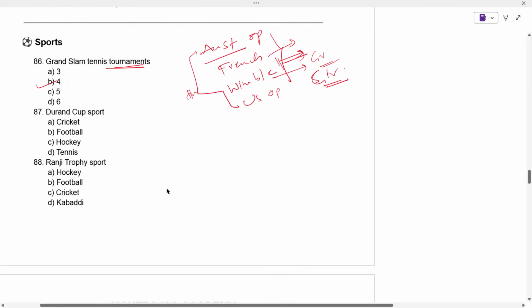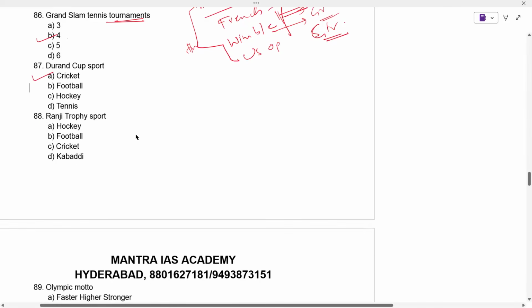Now, Durand Cup belongs to which sport? Durand Cup is football. Same thing here, Ranji Trophy. That's Indian, wonderful. This is in commemoration of Raja Ranjit Singh. Ranji Trophy sport is hockey or football or cricket? No doubt, option C.